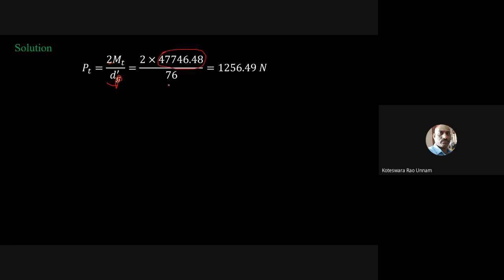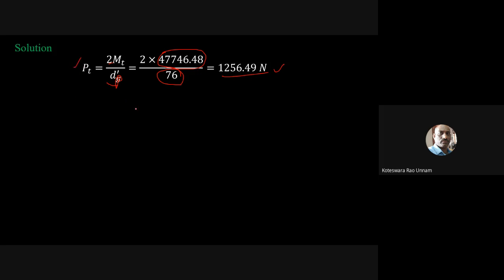Once you have the MT value, using MT you can calculate PT. The relation is PT equals 2MT by dP. Here, 2 into the MT value we got, divided by the pitch circle diameter of the pinion. If you substitute that, you get PT as 1256.49 newtons. Once you know PT, then you can calculate P effective.